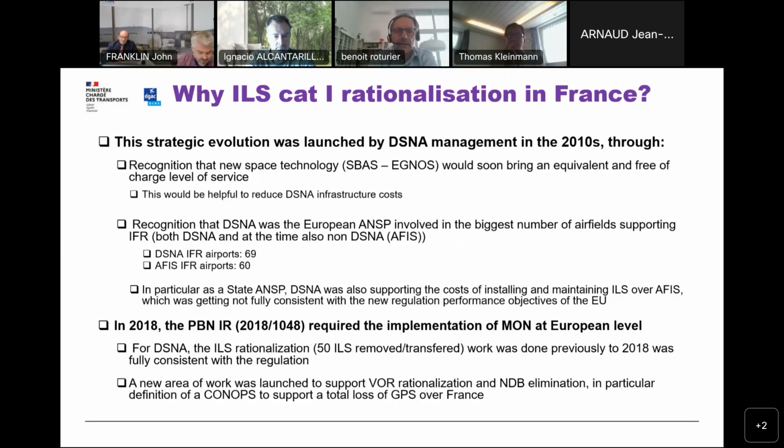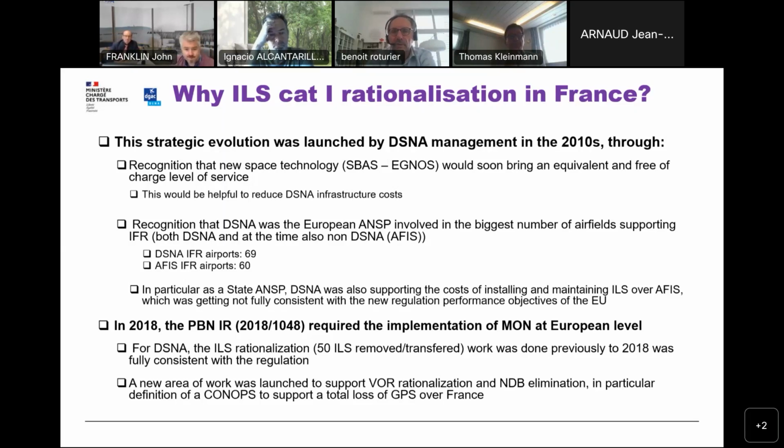Then the PBN IR came in 2018, and this IR also requested the implementation of minimum operating networks at European level. So what we had done for ILS was more or less terminated at the time when the IR arrived, but it was fully consistent with the regulation. So this was good. And what we did is that we launched a new area of works to support the PBN IR toward the VOR rationalization and NDB elimination. I will show you what we did.